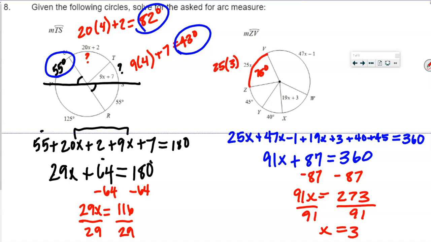So if I want to check it, again, put it back in all of them to double check it. So we do 47 times 3 minus 1. So I got 140 for this one. 19 times 3 plus 3. So this one is 60. So this time add all of them together, and what should they equal? 360. Okay?